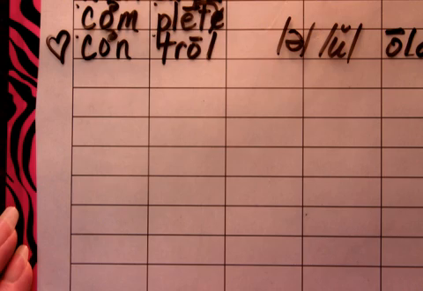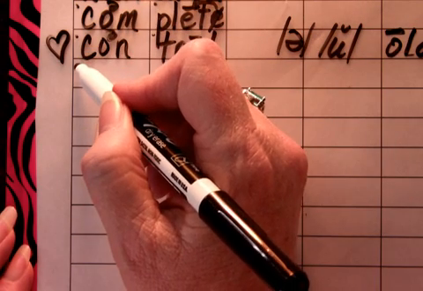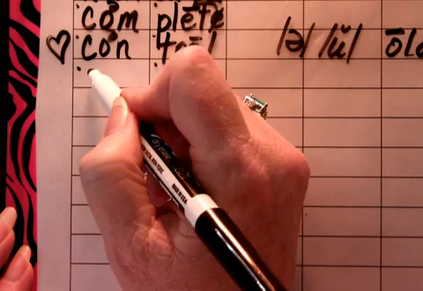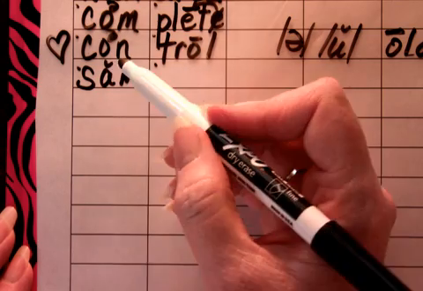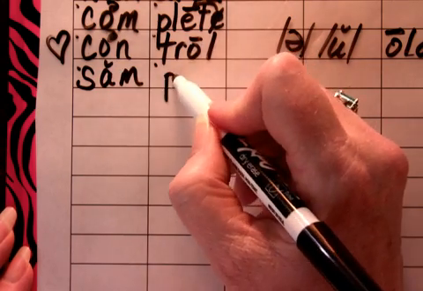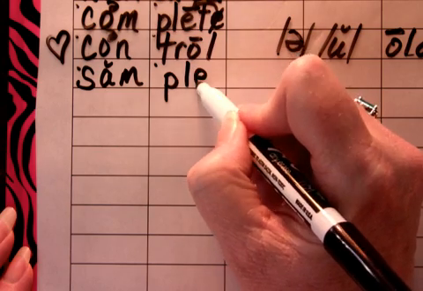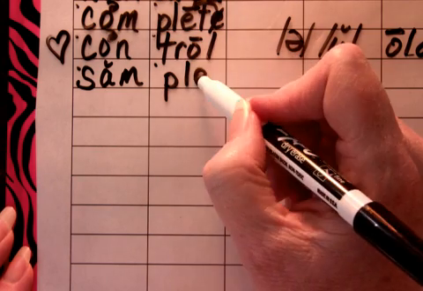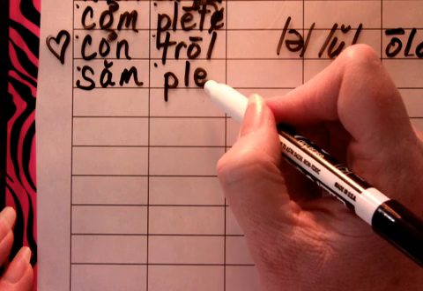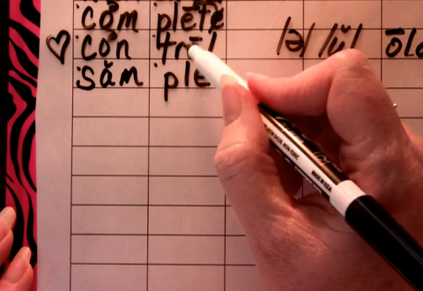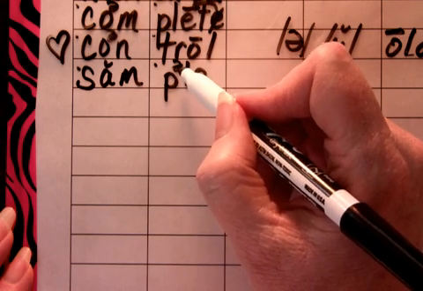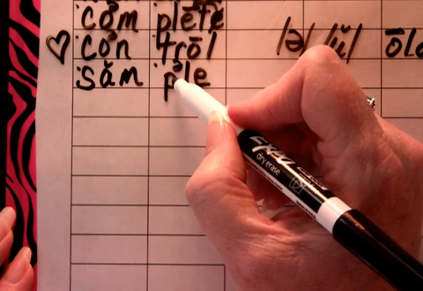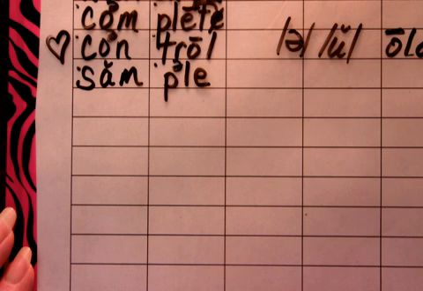The next word is sample. Sample. Sam-pull. Sam. It's a closed syllable. The vowel is short. Pull. It's the P and the L, the consonant-LE syllable type. The consonant-LE syllable type, imagine the L kicks the E and the E spins around and lands upside down before the L. That's why it says pull. Sample. And the E is silent. Sample.